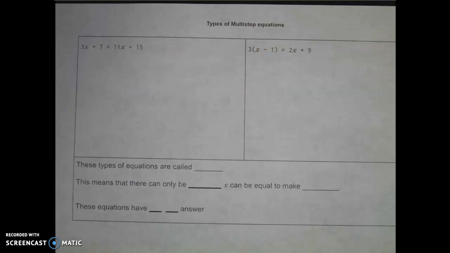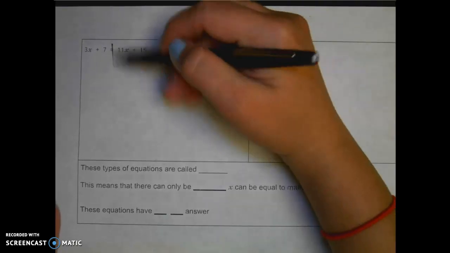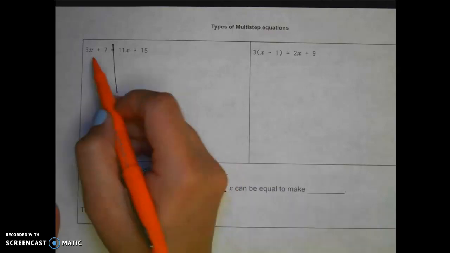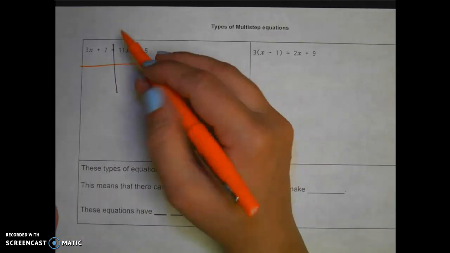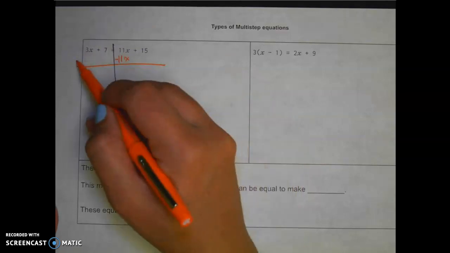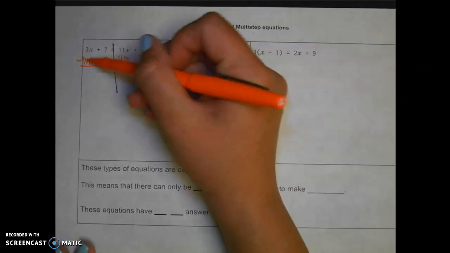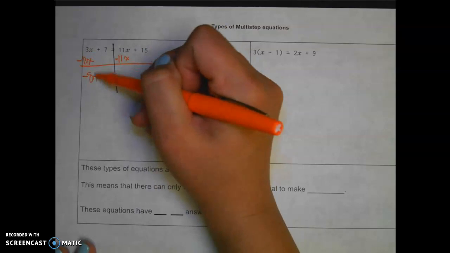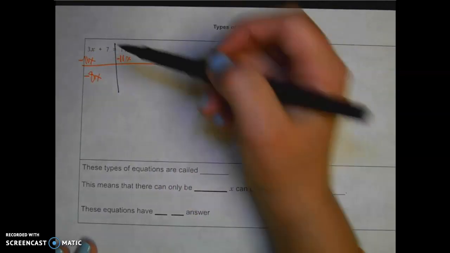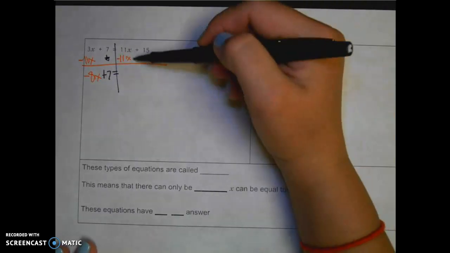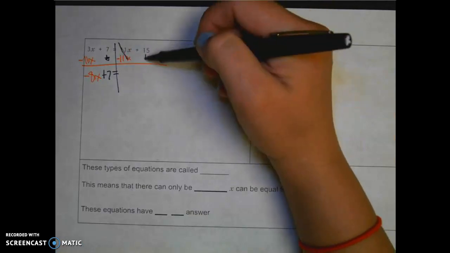All right, so we learned about no solution, infinitely many solutions, and now we're going to look at the last type of solution. So let's draw our line straight down from the equal sign. I need to move my x's to the left side. So I'm going to get rid of this 11x, and I'm going to subtract it. So this 3x minus 11x is going to give me a negative 8x. And I didn't do anything to this positive 7, so I'm going to bring it straight down. 11x minus 11x is going to cancel, and I'm left with 15 on the other side.